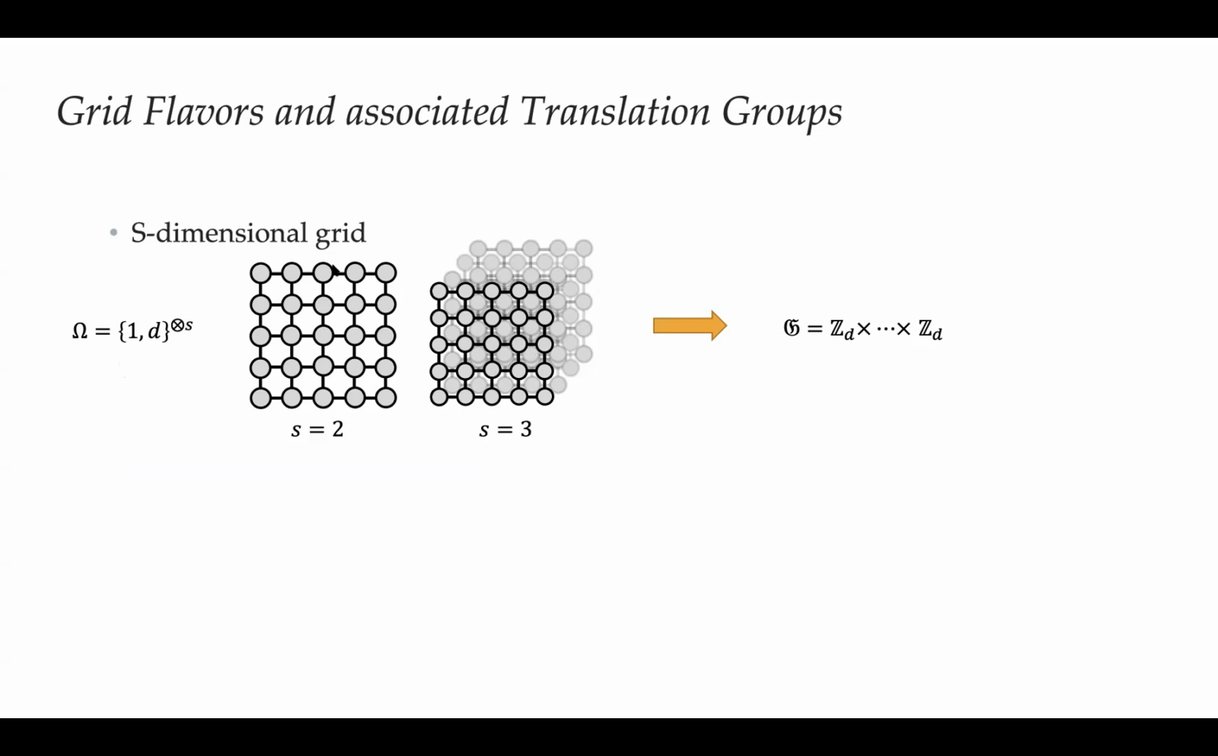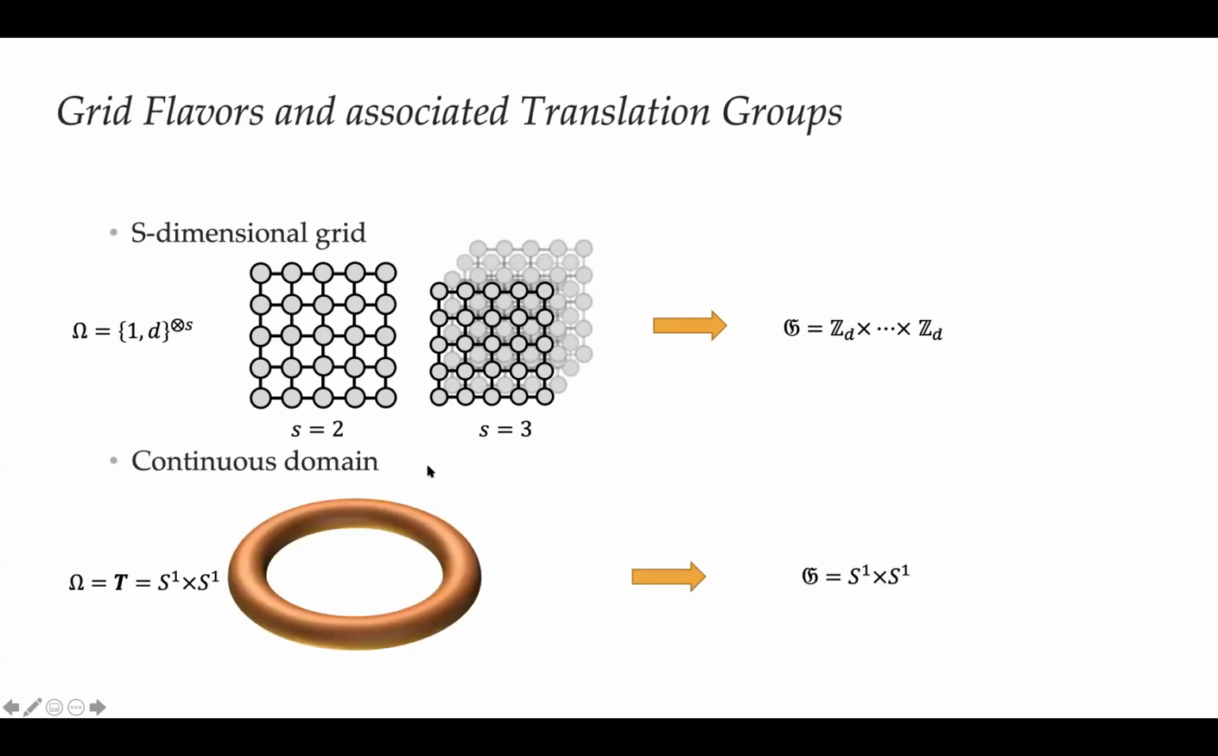So when I have an S-dimensional grid, the associated group of transformations is just Cartesian copies of the group. So here we have a translation structure that is different copies of this cyclic group. And another very natural flavor of grids is when instead of discretizing the domain, I keep it continuous. And here the object that emerges is a torus.